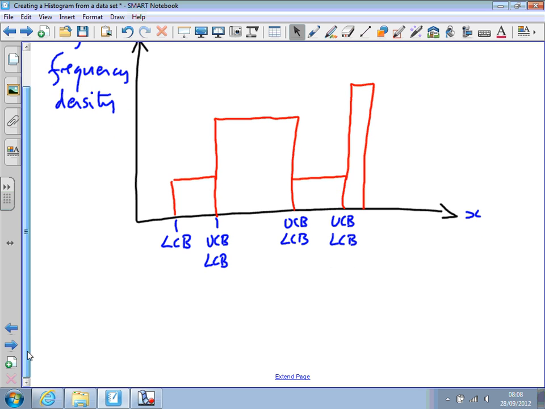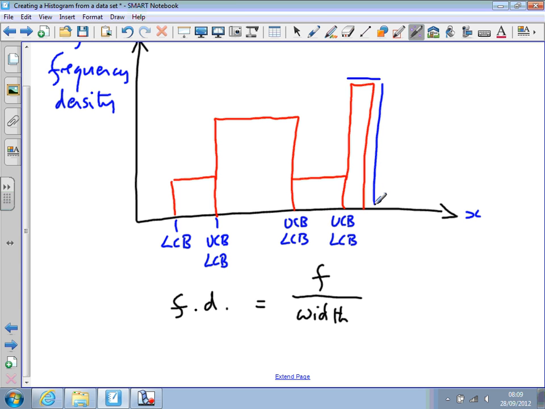The only question is, how do we decide on a frequency density? Well, the formula for frequency density is the value of the frequency for that particular group divided by the class width, the width of the group. And if you think about it, the area of a rectangle is always going to be that side, which is in this case the frequency, multiplied by the width. So the frequency density, which is this column, multiplied by the width of the group will give us the frequency.